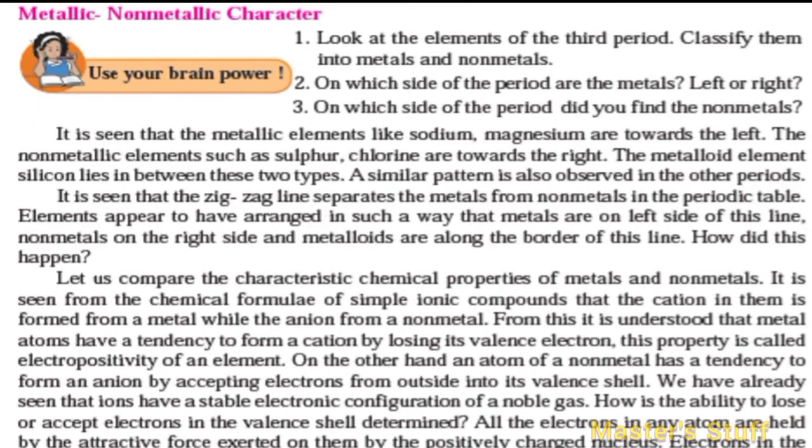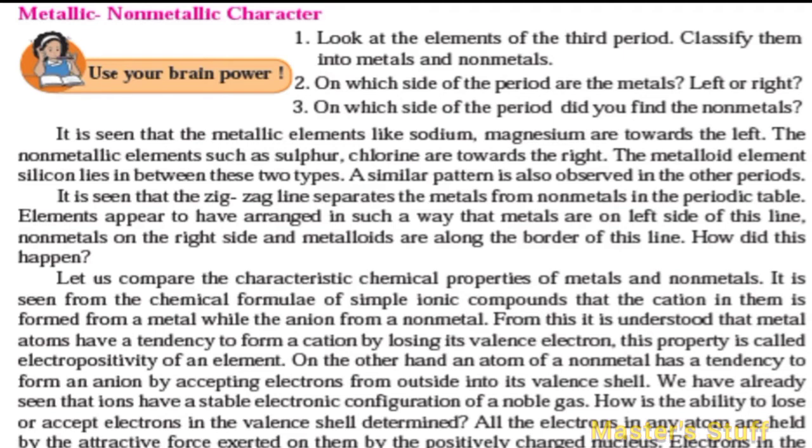Metallic and non-metallic characters. We had already studied the zigzag line in the p block, which separates metals from non-metals. Also, metallic elements like sodium and magnesium are seen towards the left of the periodic table, while non-metallic elements such as sulfur and chlorine are seen towards the right. Thus, in the modern periodic table, the metals are towards the left and non-metals are towards the right.